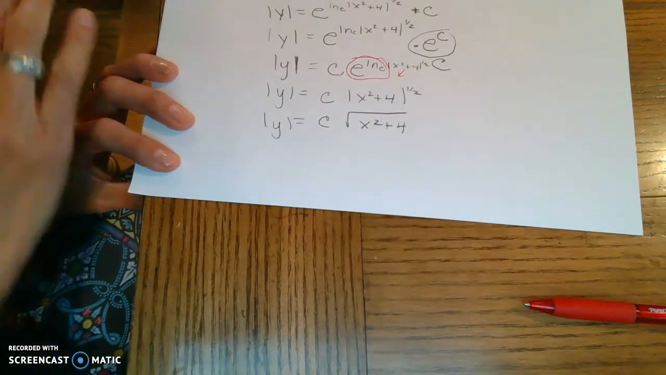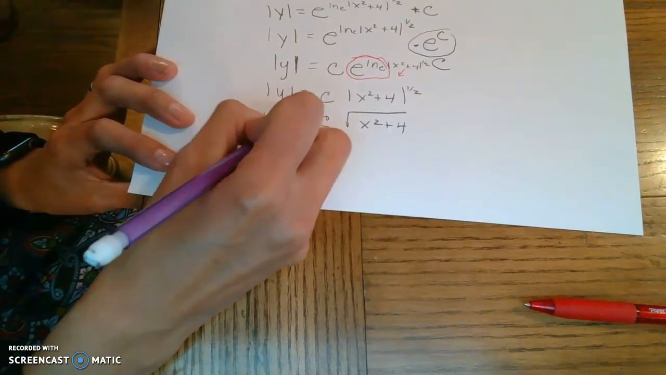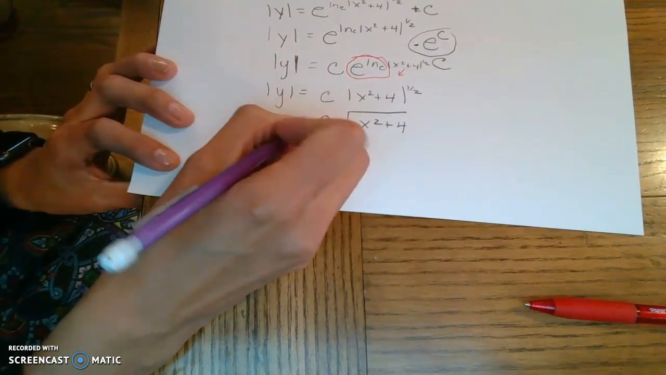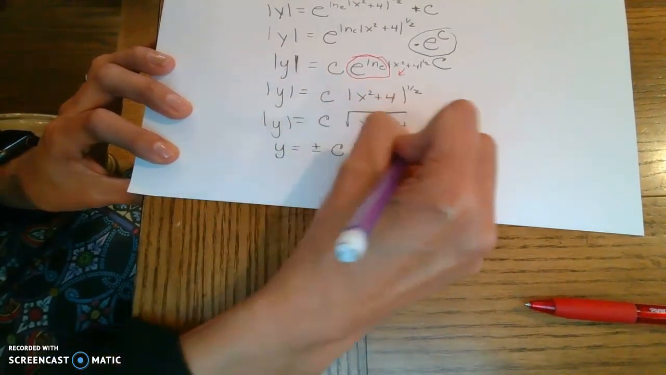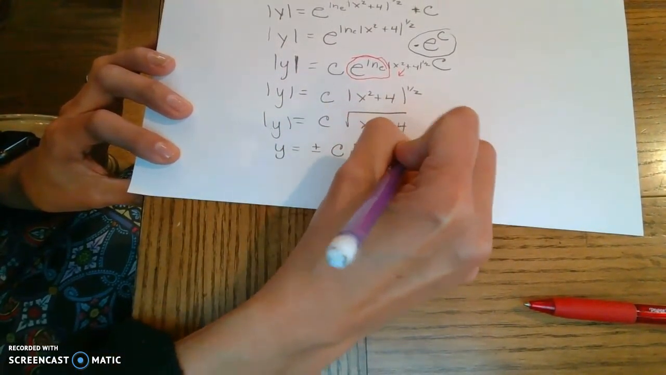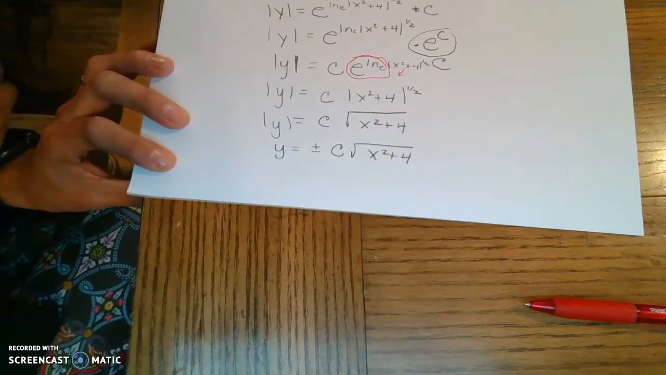And I'm almost done. y is almost by itself. Now absolute value means that anything in here could be a positive form of the answer or a negative. So y is equal to plus or minus c square root of x squared plus 4. Oof. And that's my final answer. I know that was a lot.